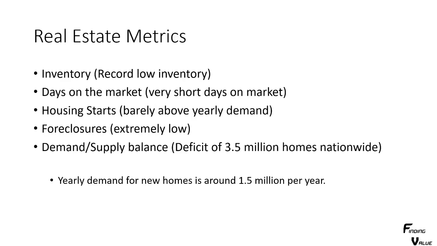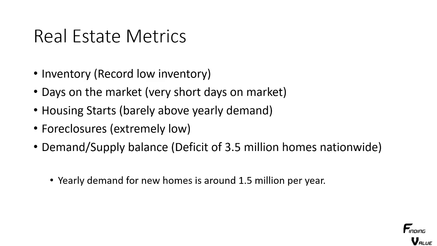So here's some real estate metrics, and I've got what they are today. So inventory is at record lows. Record low inventory all over the nation. Days on the market are very short. Housing starts barely above yearly demand, which means we are just barely going into an expansion phase. And I'm going to show you what that looks like in the real estate cycle. Foreclosures are extremely low. And the demand supply deficit is 3.5 million homes nationwide.